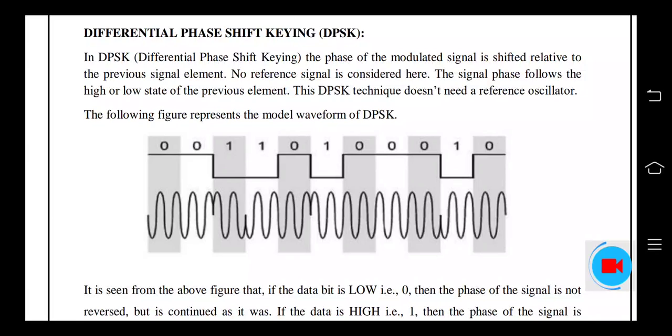This is simply differential phase shift keying modulation. That means the input signal is modulated so that its phase is shifted relative to the previous signal element, with the help of a carrier signal. Here also the same thing, nearly equal to QPSK. Here also we identify the input binary numbers, that is 00 and 11. Let us do an example. Here also we simply change the phase.